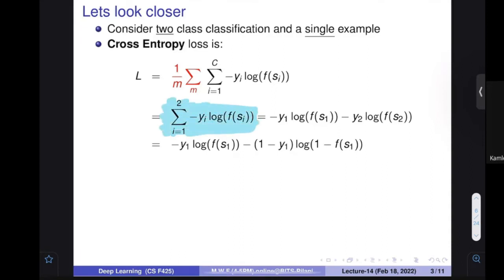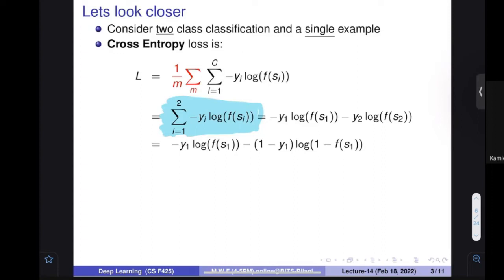What I wanted to tell you here is that I can expand this, because y is there, so y1 multiplied by log of fs1 plus y2 multiplied by log of fs2. Can I write like this? Yes or no?